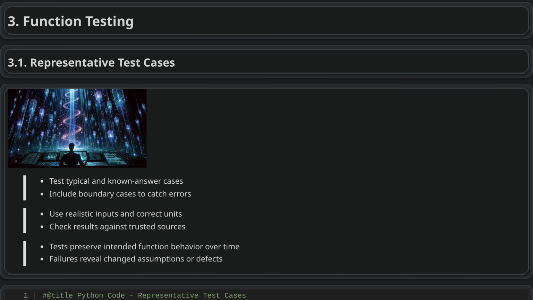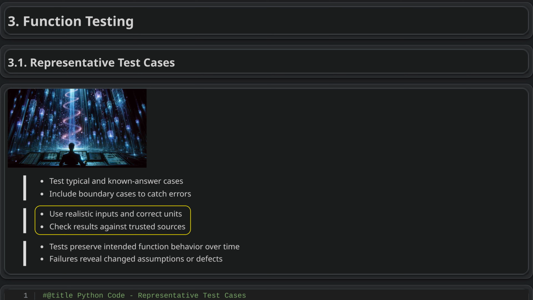Function testing. Representative test cases. Representative test cases should show that a function works in the situations it is likely to encounter, not just in one example. In chemical engineering, this means testing typical operating conditions, cases with known answers, and boundary conditions where mistakes are more likely. For example, a mixture density calculation should be checked with common mixtures, pure components, and edge compositions to confirm it behaves reliably.